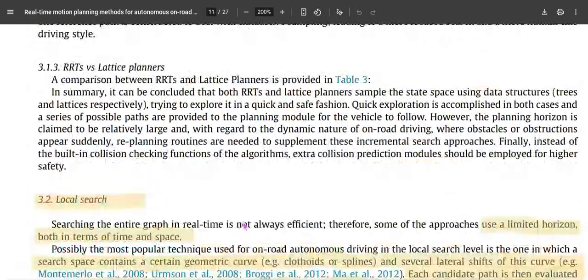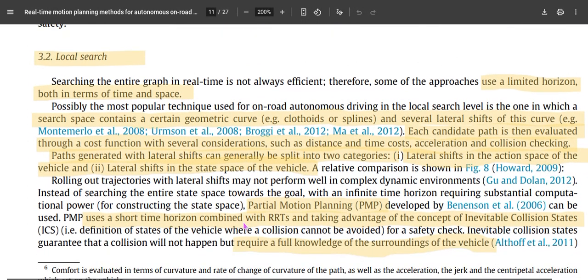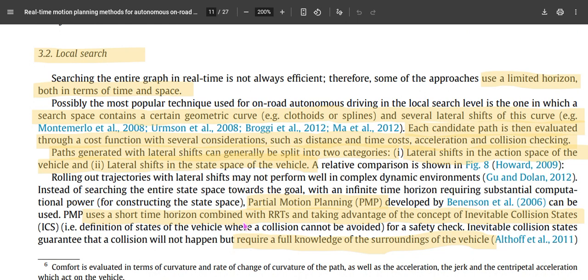So again, I'm going through this roughly because the details are not that clear. Only the terminologies I'm going through. The local search can be again partly divided into two categories. It's like a lateral offset method. The offset can be classified into two categories: lateral offset in action space and lateral shift in the state space. So lateral shift in the action space can be something like a DWB planner or MPPI planner.